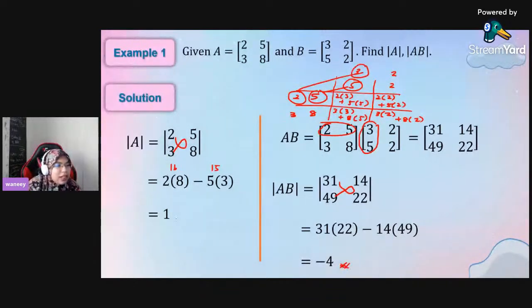Later on, when we learn the properties, I might come back to this question and use the properties to calculate the determinant of AB. Once we reach properties, I'll come back here. Actually, we can calculate it using properties, so I'll show you later on how.